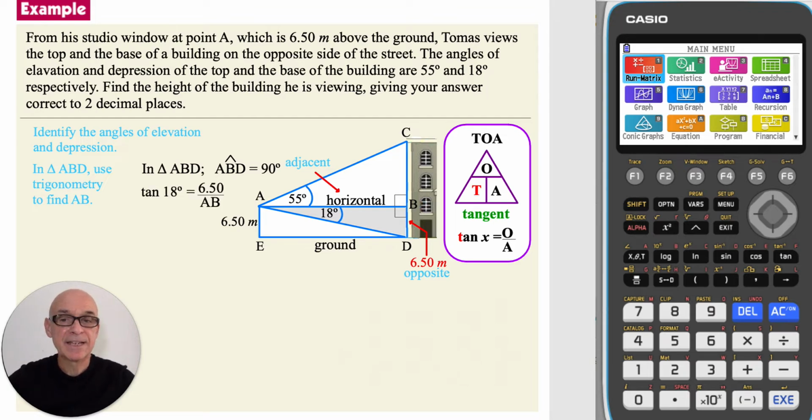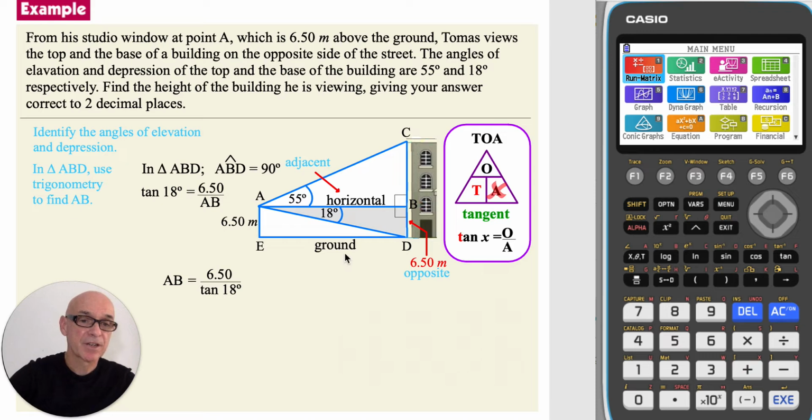Writing tan 18 equals 6.50 over AB, and rearranging to find AB. Additionally, if we cover up adjacent in the triangle, we see that we need to divide opposite by tangent of the angle to find the length AB.